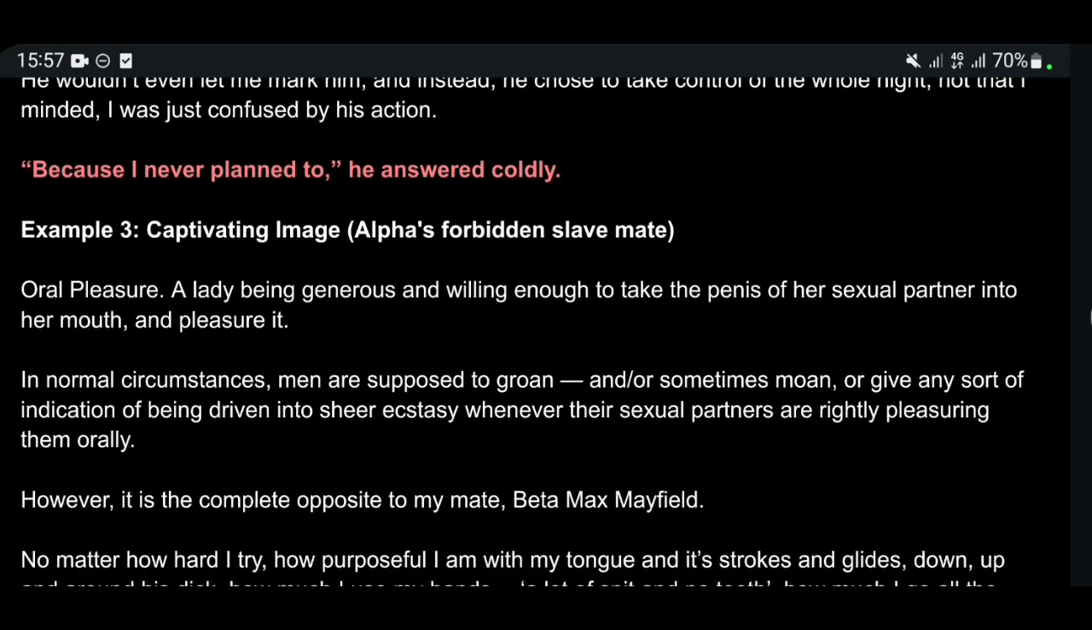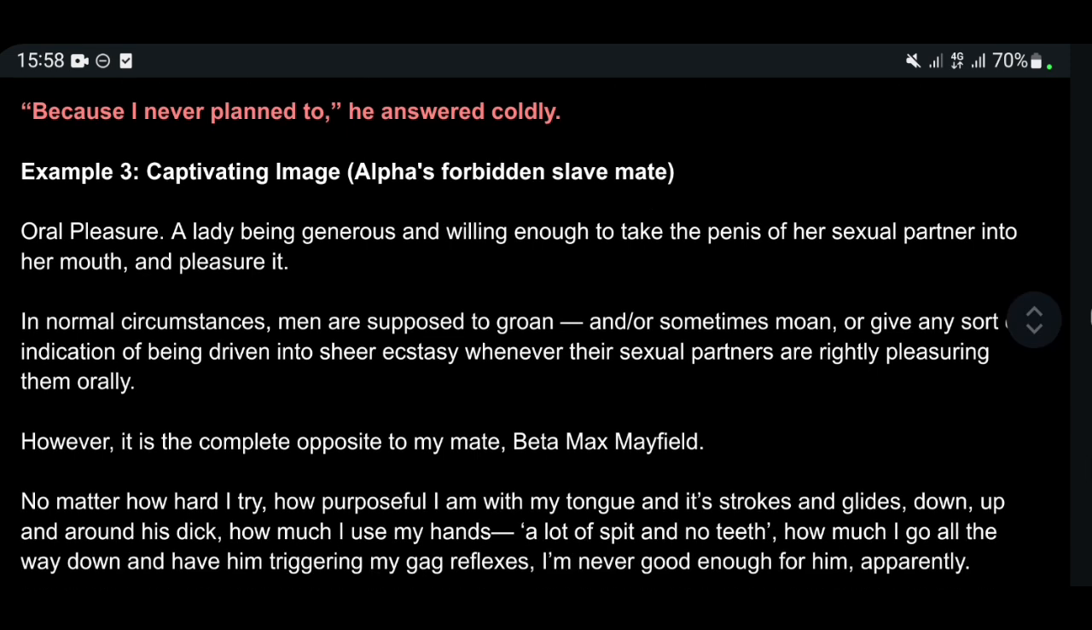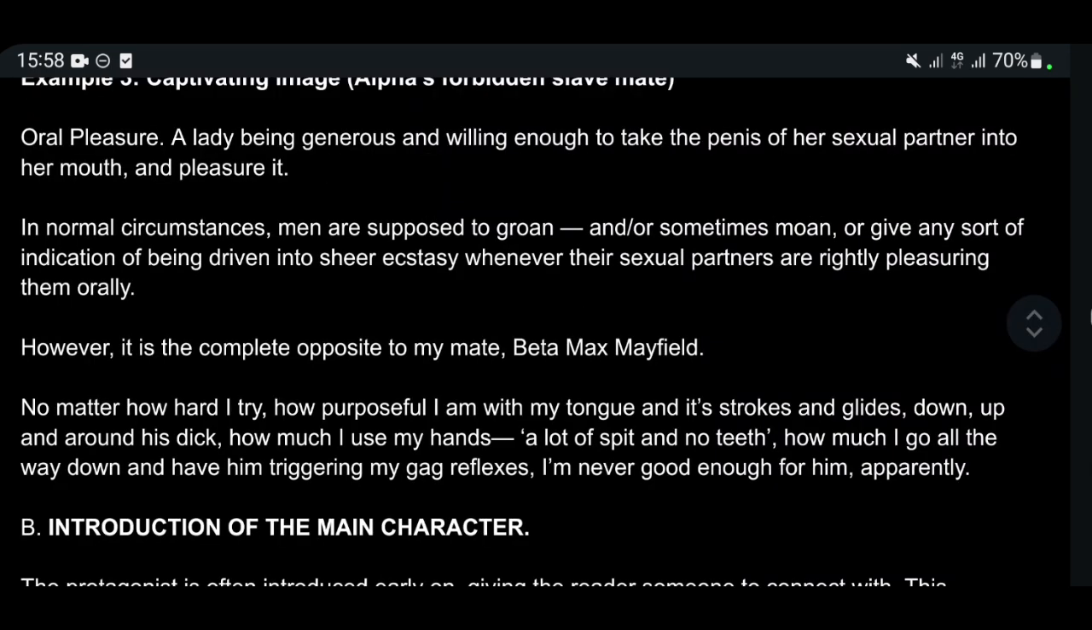I'm having this feeling of going into details, but I don't want to. So I want you to learn from this particular beginning, good beginnings from known writers. If you can use this particular format to write your own, believe you me, you are going to get that contrast. So looking at example three, captivating image, reading through what I have on your screen now, you will see that you are going to be visualizing in your brain what happened in this Alpha's Forbidden Slave Mates beginning. I will not be reading it out now.